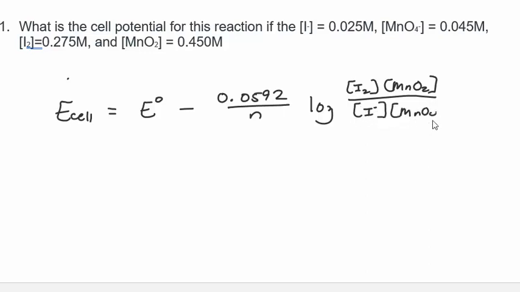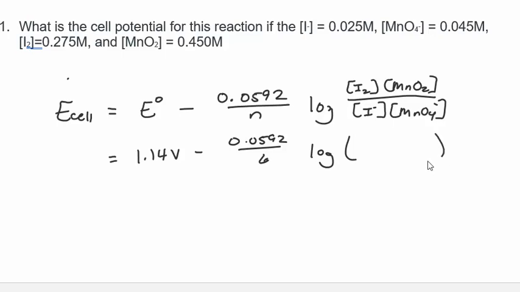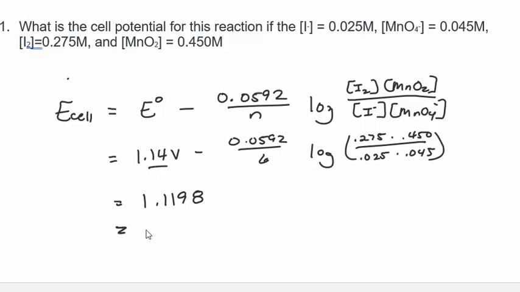So now we just plug in the values that we know. We know that E0 was 1.14. We know our n was 6. And we've been given these concentrations. So plugging all of that into the calculator, you should get a value that looks like 1.1198. We can only report to the hundredths place here, so this would be rounded to 1.12 volts.